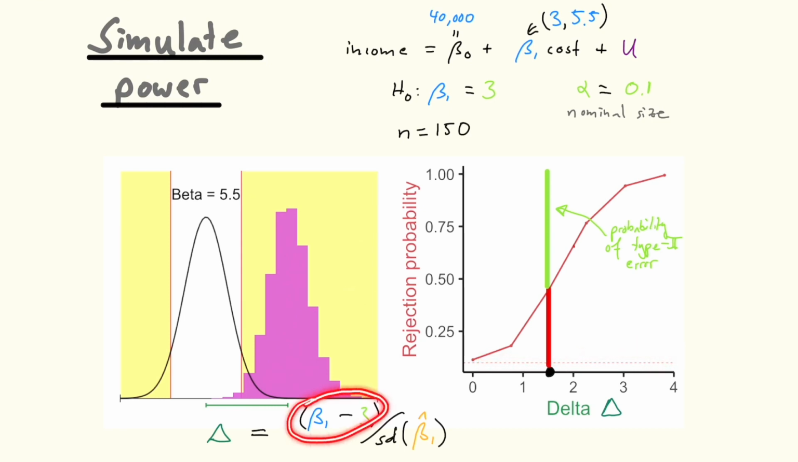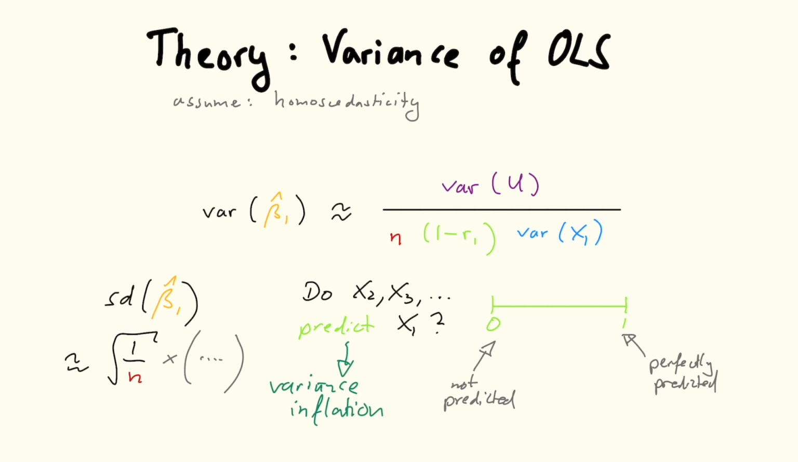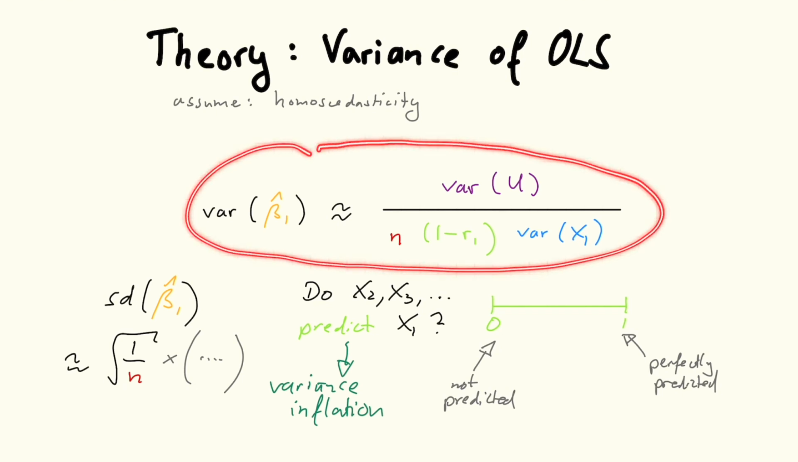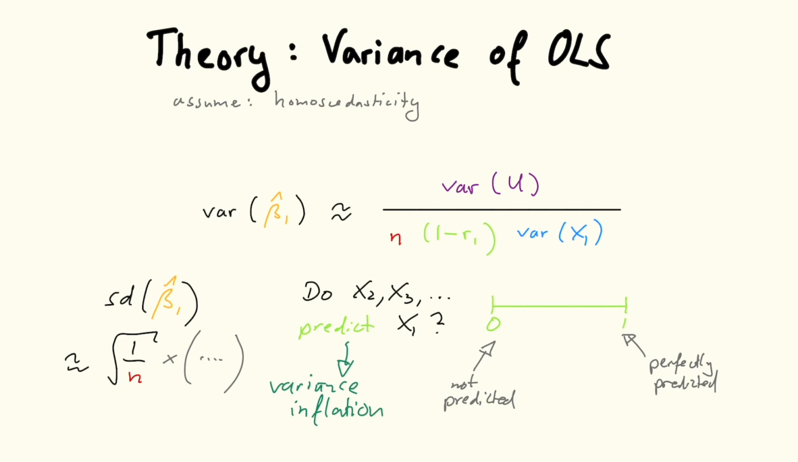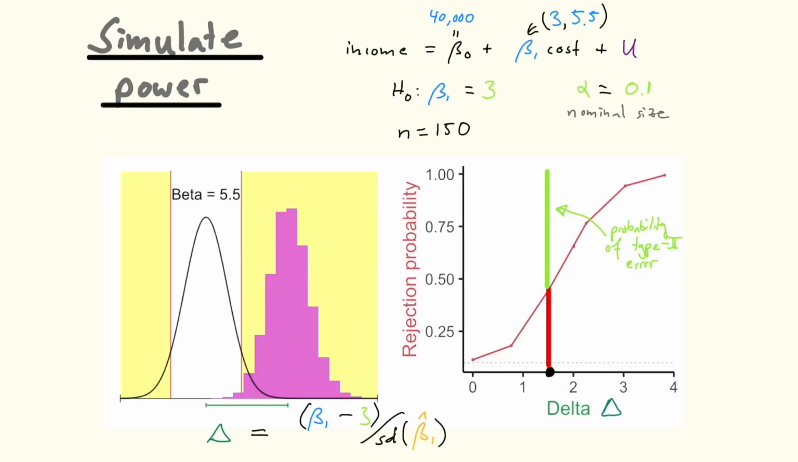Since this is fixed, the only way of increasing delta is to decrease the standard deviation of the OLS estimator. How do we do that? We know what the variance of the OLS estimator looks like, at least under the additional assumption of homoscedasticity, and we understand all of the components that feed into it. We can make the variance, and therefore the standard deviation, smaller, for example by increasing the sample size. This means if we have a larger sample, we decrease the standard deviation, and therefore increase delta, and we move in the direction of more powerful tests.